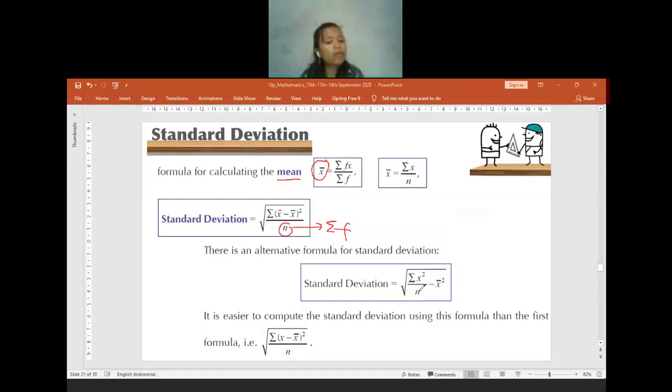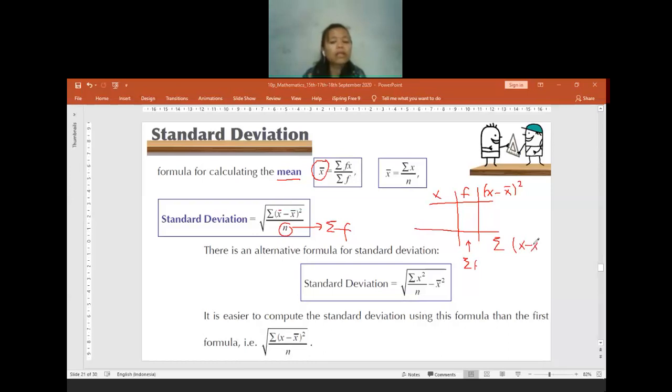And then for the other formula, we have sigma x squared divided by n. Later, usually you will be using a table. This is for the value, and then there is a column for the frequency. If using the first formula, you have to find the difference between the value and the mean, and then square it. After that, you find the total. So you can find the total of sigma f here, and for this column, it will be the sigma of f times x minus x bar squared.